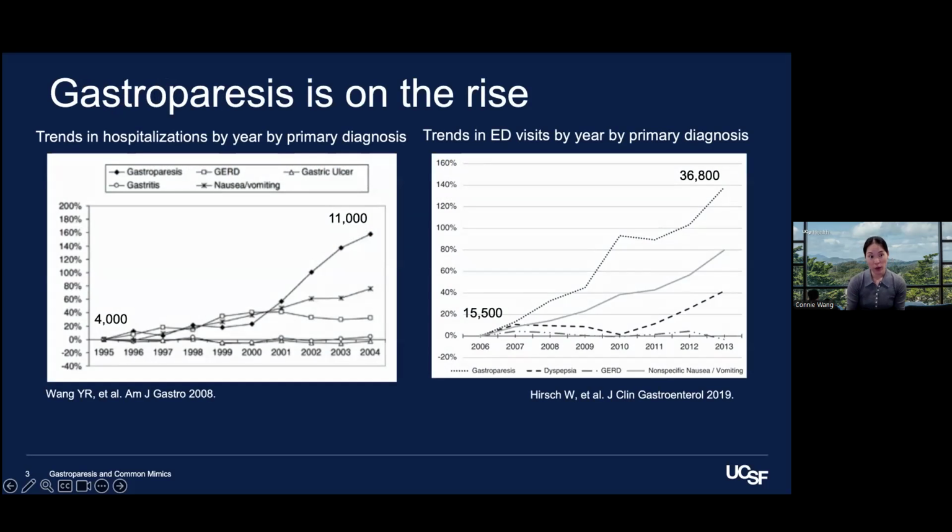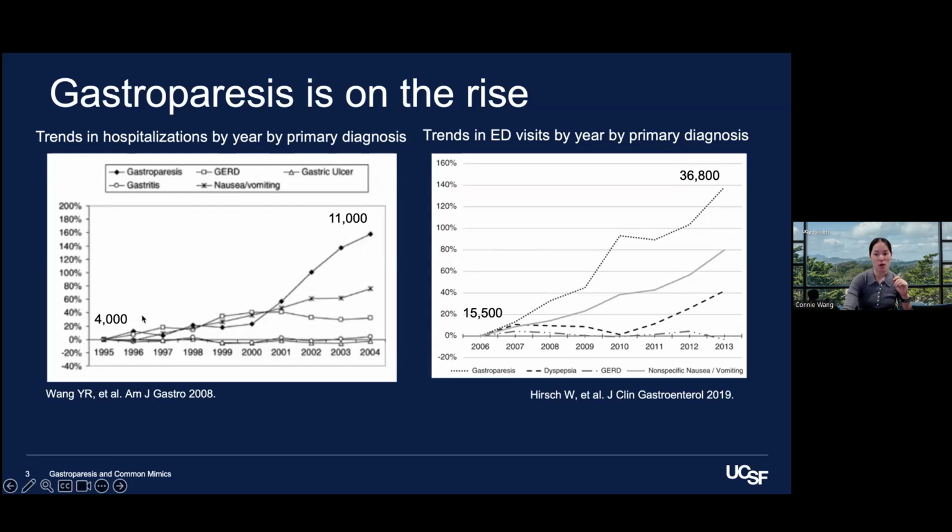So why care about gastroparesis? Commonly it's thought to be very rare, something that we don't commonly see in the GI clinic, but gastroparesis rates are on the rise. On the left here is a study that used data from the Healthcare Cost and Utilization Project with the Nationwide Inpatient Sample, or the NIS. And this represents a nationally representative sample of about 5 to 8 million hospitalizations each year.